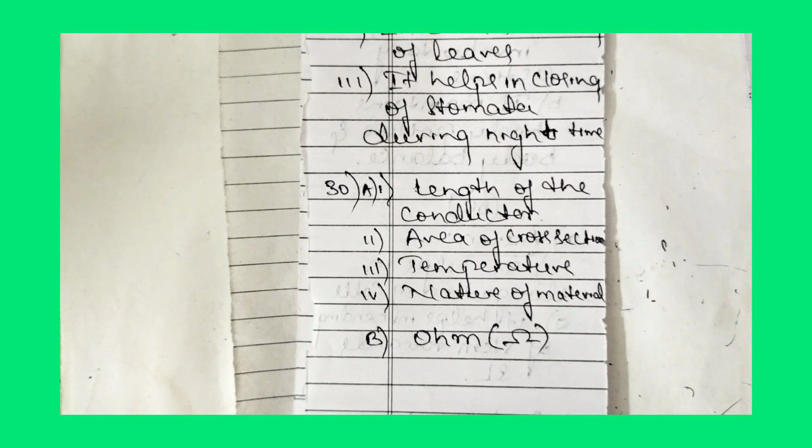So in this video we have completed from question number 25 to 30. So still 3 marks questions, 3 are there. Then after that, let us move to the fifth section, that is 4 marks questions, from question number 34.